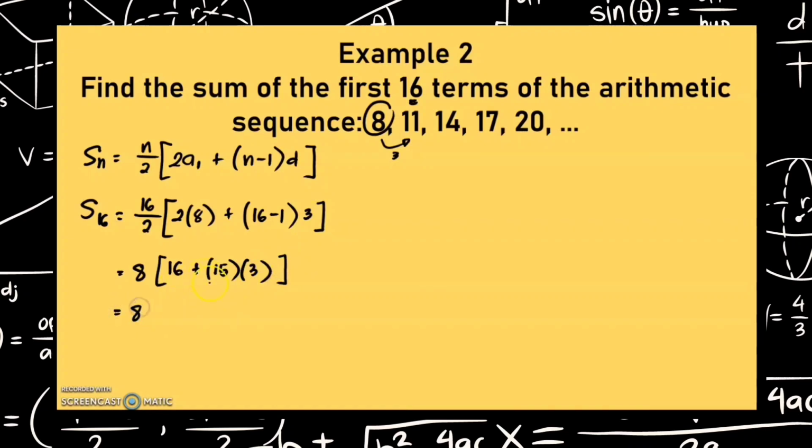So 8 times 16 plus 15 times 3 is 45. Okay, so 8 times 16 plus 45, that is 61. And lastly, 8 times 61 is 488. So therefore, the sum of the first 16 terms of the given arithmetic sequence is 488.